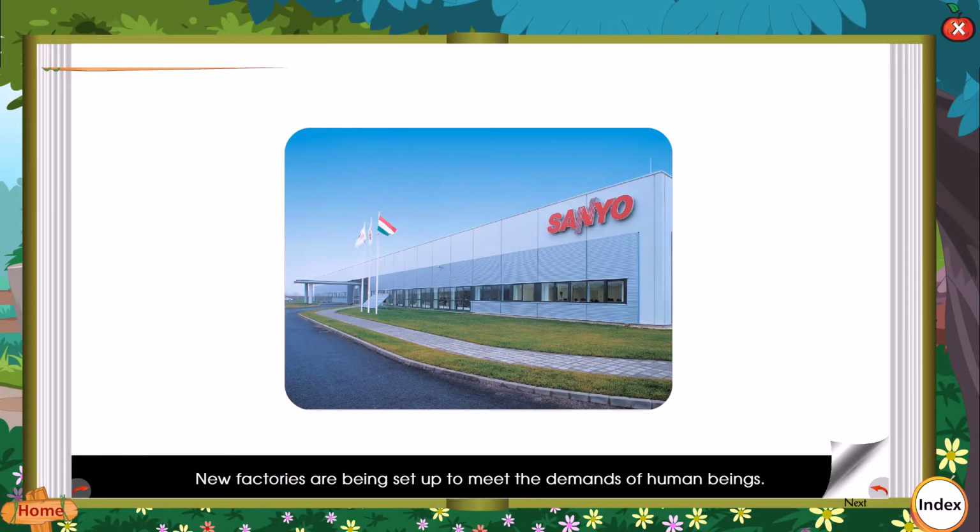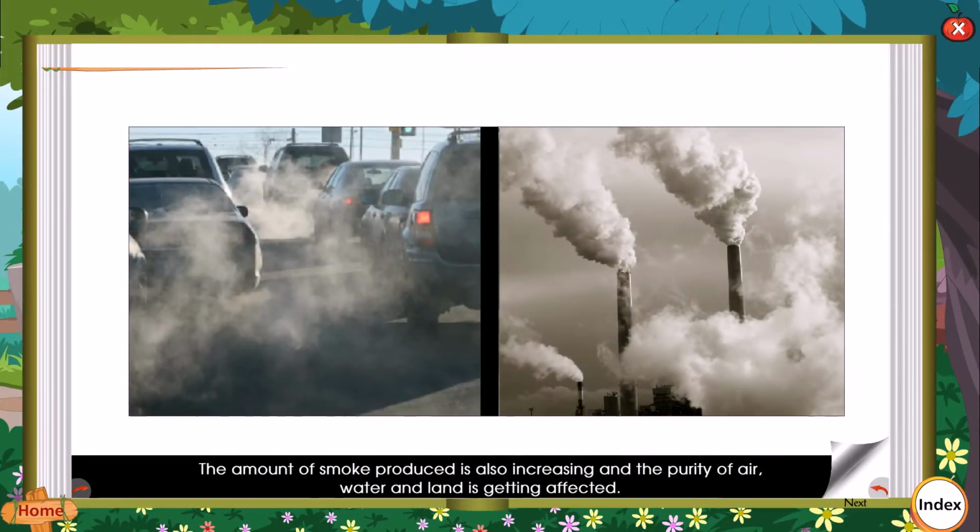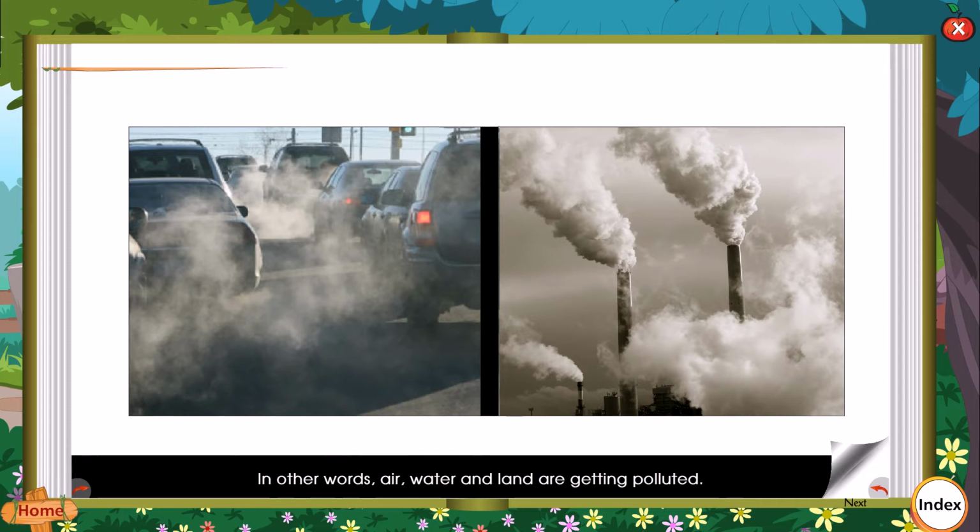New factories are being set up to meet the demands of human beings. The number of vehicles running on the road is increasing continuously. The amount of smoke produced is also increasing, and the purity of air, water, and land is getting affected. In other words, air, water, and land are getting polluted.